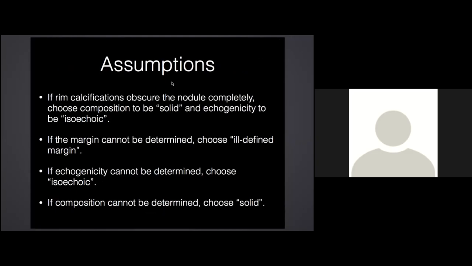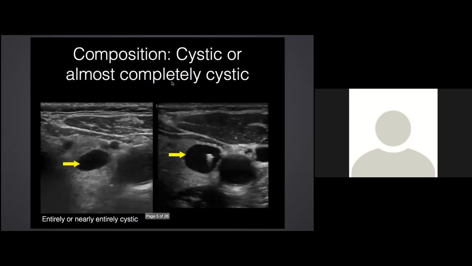So if you have a rim calcification, choose composition to be solid and echogenicity to be isoechoic. If the margin cannot be determined, you have to choose ill-defined. If you're not sure of the echogenicity, just choose isoechoic. If composition cannot be determined, choose solid.